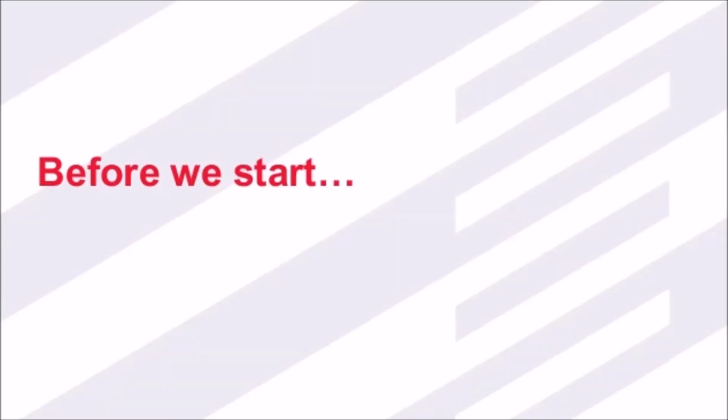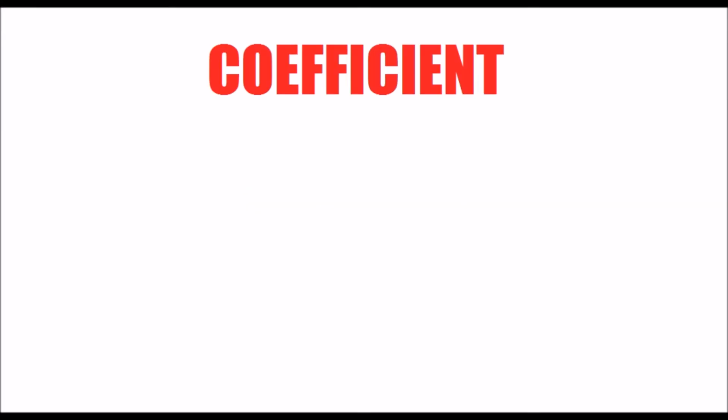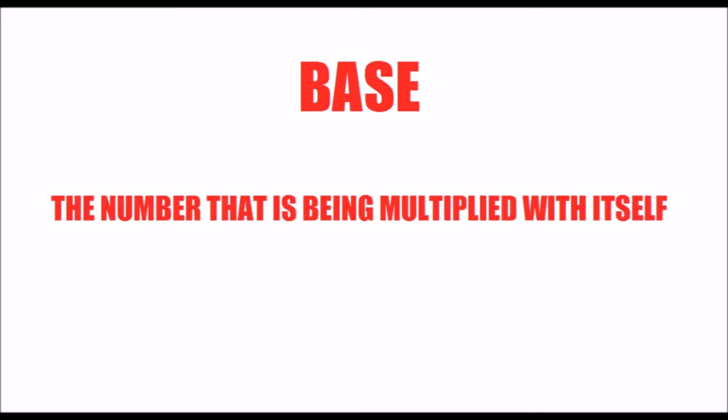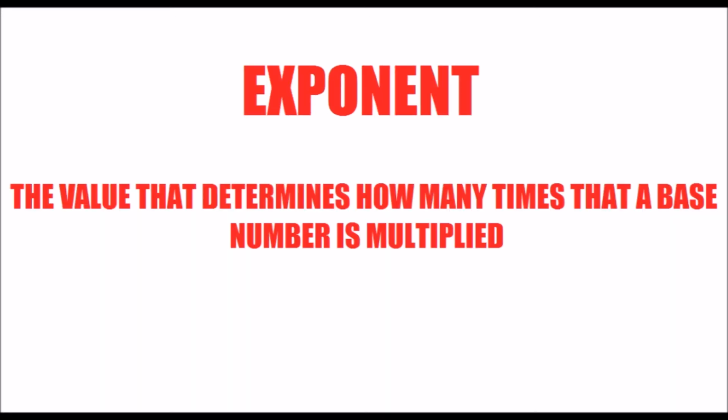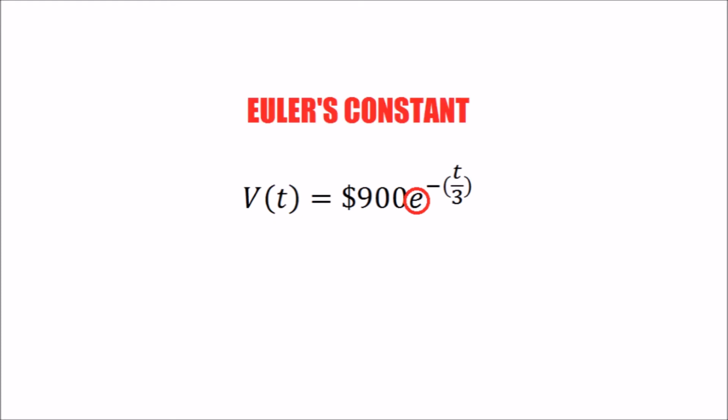Before we start, let's look at the equation in more detail. The aforementioned equation can be broken down into three distinct parts: the coefficient, the base, and the exponent. The coefficient is essentially a value that acts as a multiplying factor for the term. The base is a number that is being multiplied with itself, and the exponent is a value that determines how many times that the base number is multiplied. In the case of the provided question, $900 is the coefficient, the base is e, and the exponent is negative t over 3. The e is a representation of a mathematical constant known as Euler's constant.